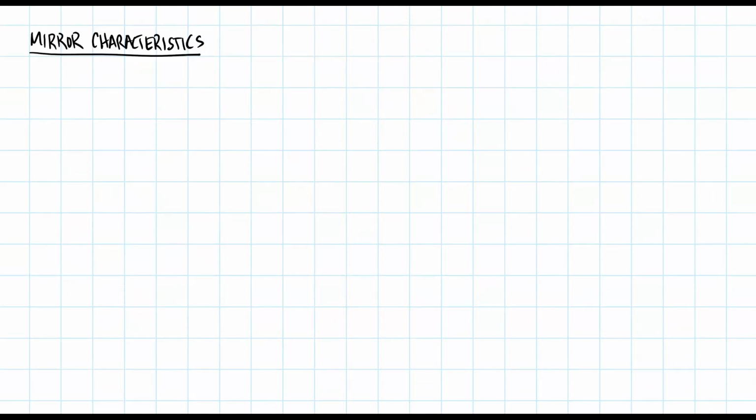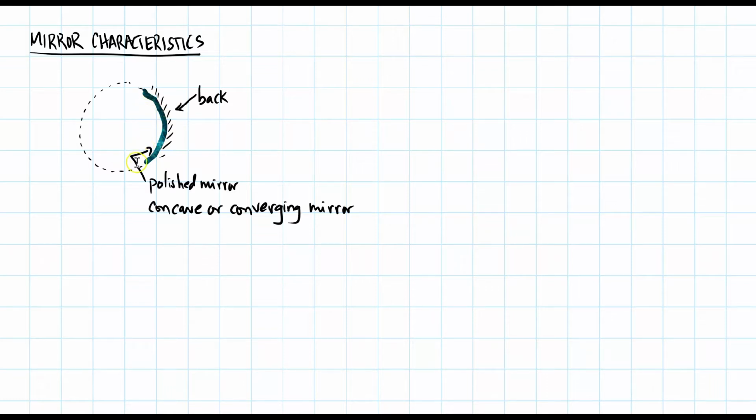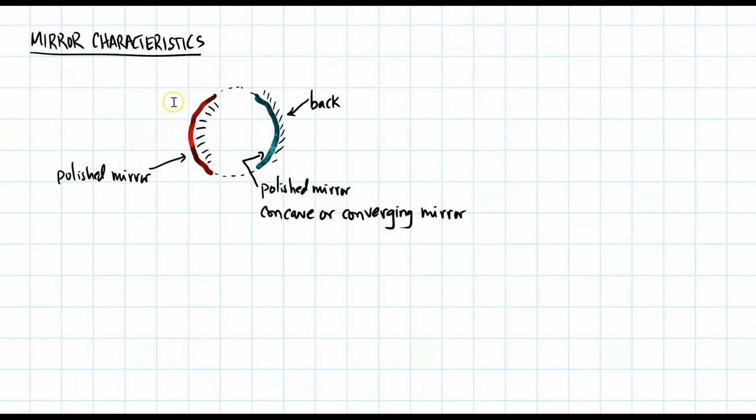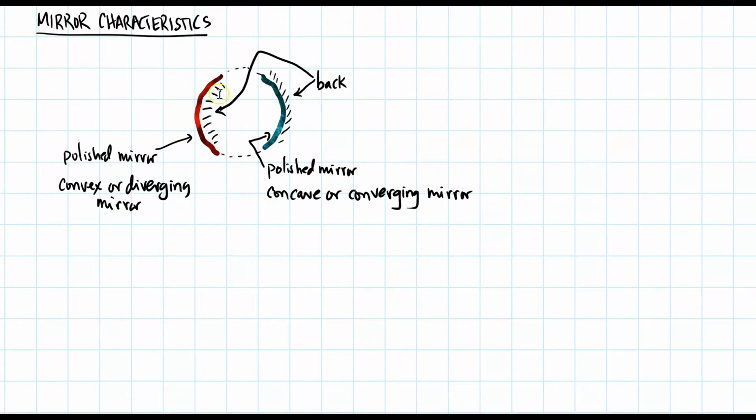Mirror characteristics. The most common type of curved mirror is a spherical mirror. A spherical mirror has the shape of a section from a surface of a sphere. If I polish the inside of a sphere like this, then that's called a concave mirror. So the side that's polished is called a concave or converging mirror, and this is the back of the mirror where no light can get. If the outside surface is polished, this is called a convex or diverging mirror. Once again, the back of the mirror is typically aluminum so that no light can actually get there.